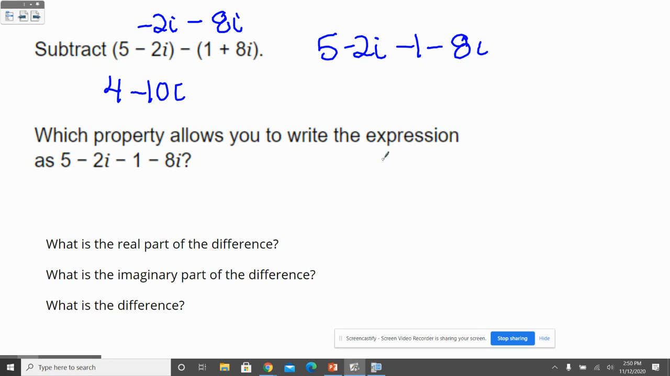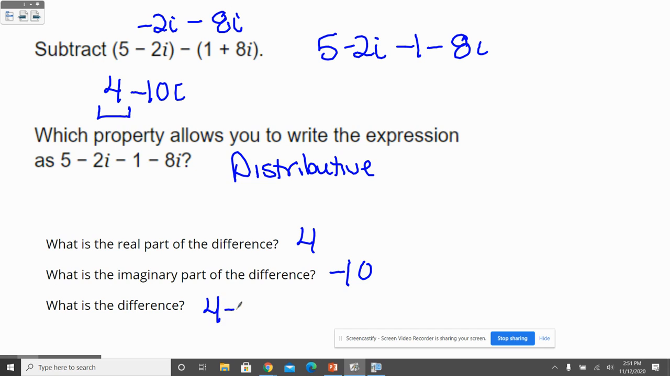So which property allows you to write the expression this way? That would be the distributive property because you're distributing that negative 1. What is the real part of that difference? So what was the real part? That was what we got here. That's the 4. The imaginary part is the negative 10, and the entire difference is 4 minus 10i.